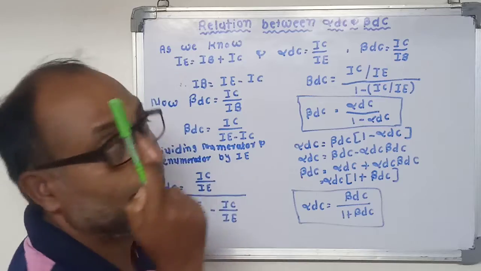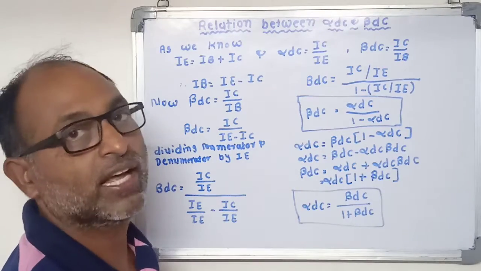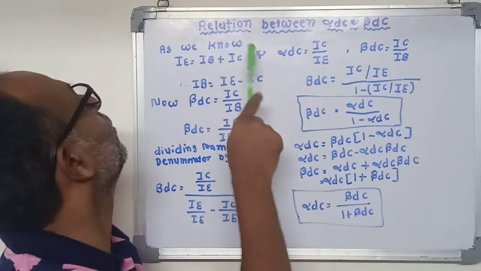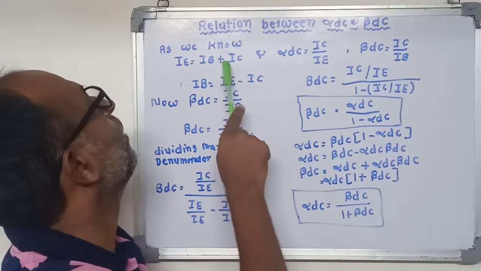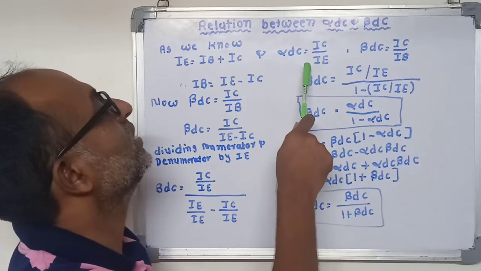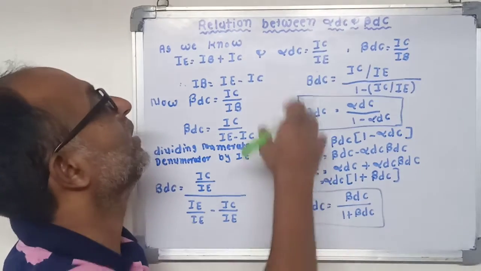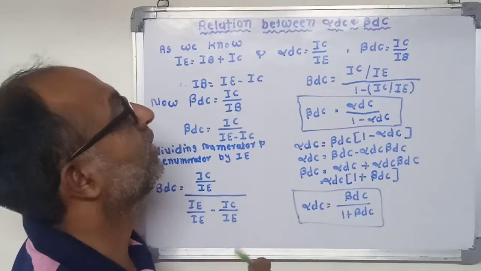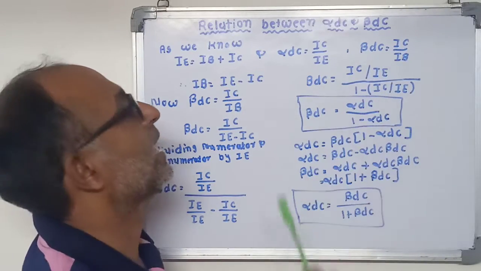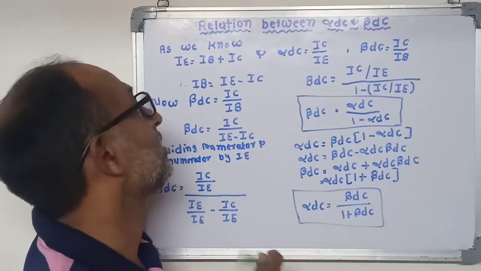Relationship between alpha DC and beta DC. Here we are considering only DC signal. In transistor, we know that IE is equal to IB plus IC, and we also know alpha DC is equal to IC by IE. That means the ratio between collector current to the emitter current. Similarly, beta DC is equal to IC by IB. That means the ratio between collector current to the base current.